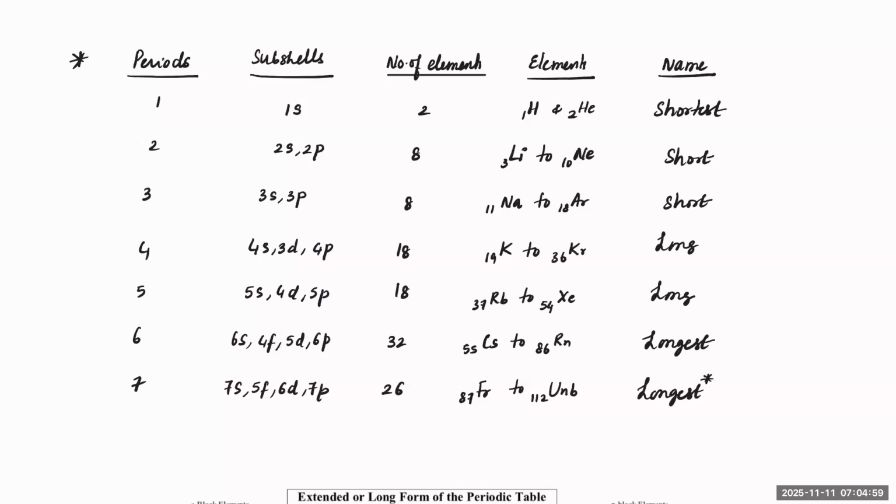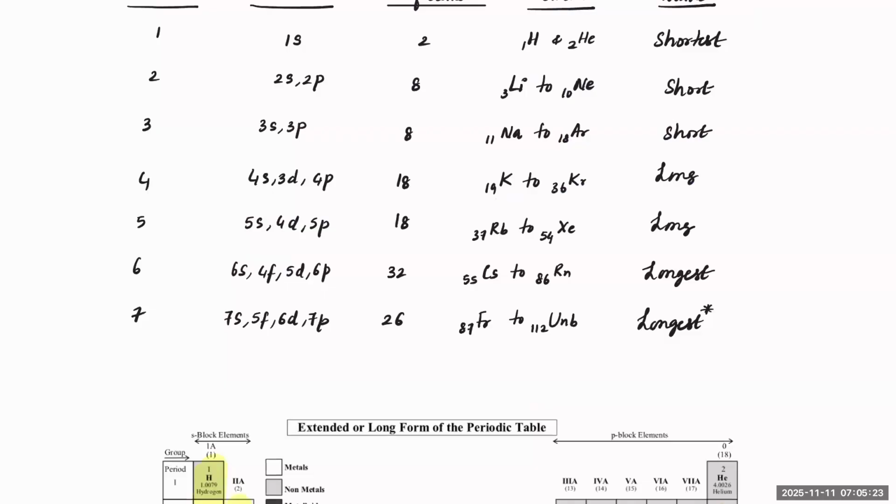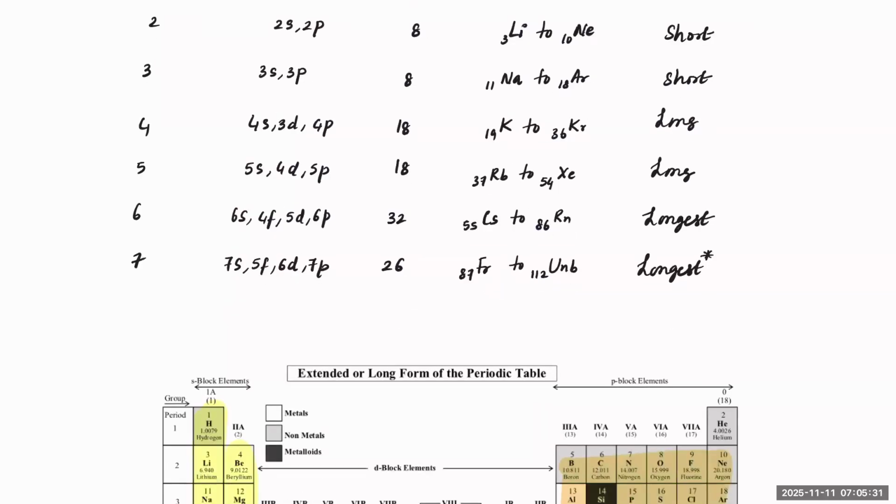Right. So now notice, when it comes to elements, we will have hydrogen and helium. These are the two elements we had, and that is the shortest period which we have. Then lithium to neon is another short period. Sodium to argon will be the same. Potassium to krypton will be slightly longer. Rubidium to xenon will be longer. Then you see cesium to radon, that is the longest of all.